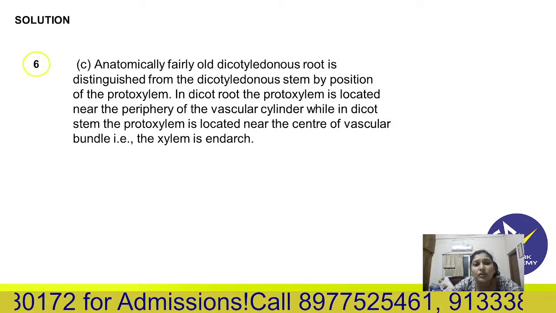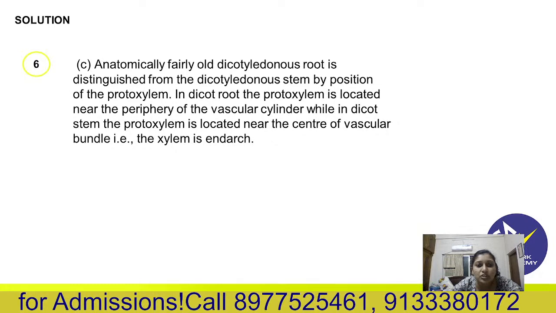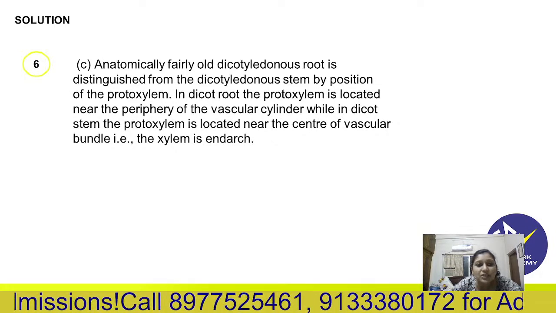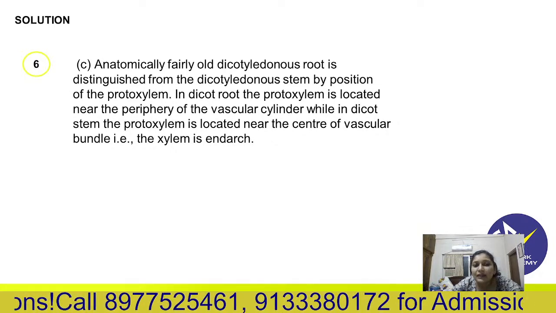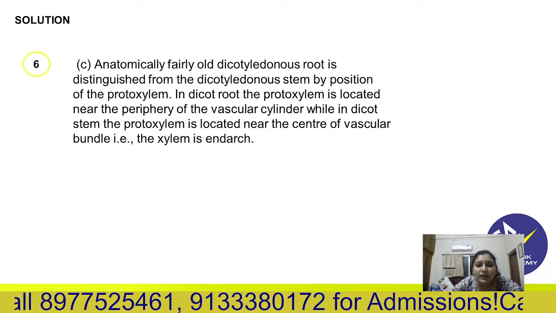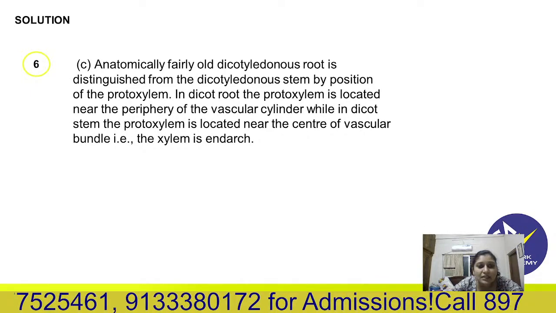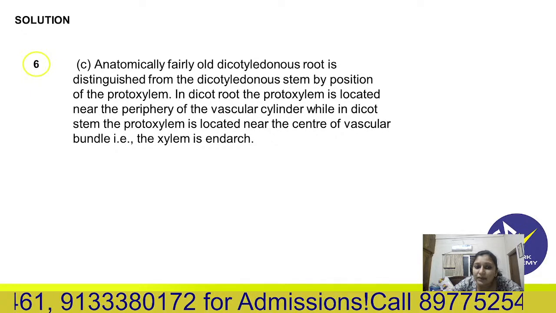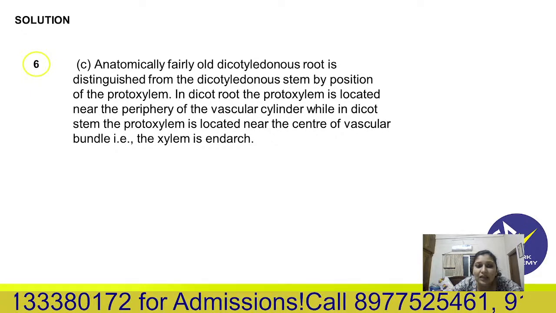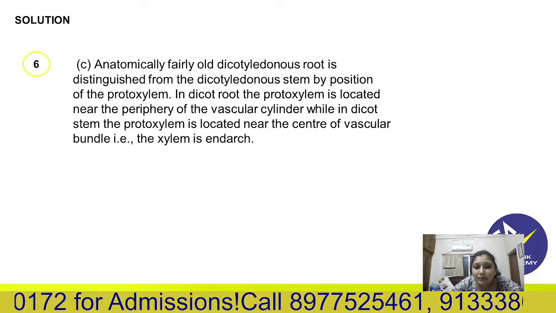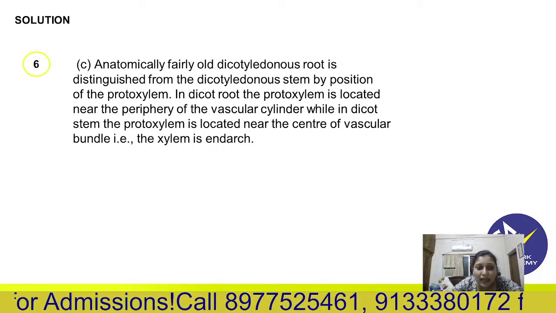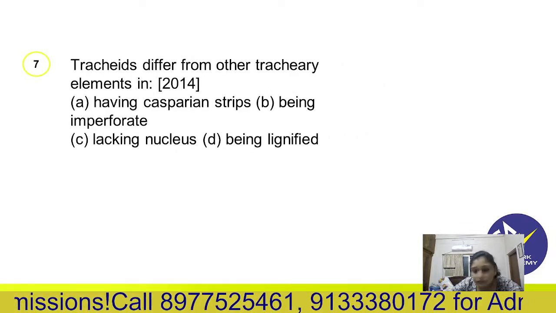Anatomically, a very old dicot root is distinguished from the dicot stem by the position of the protoxylem. In the dicot root, it is located near the periphery, and in the stem it is located near the pith. So it is exarch in root and endarch in stem.